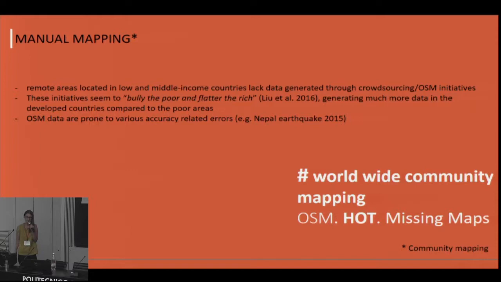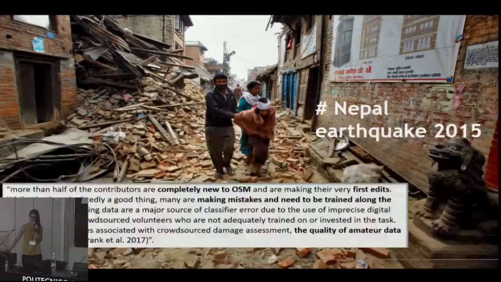The biggest event they talk about is the earthquake in Nepal in 2015. They said that OpenStreetMap contributors are very new to OpenStreetMap. They do their first edits. They are making mistakes because they don't have a geographical background. And quality is a major concern. So reading this, what do you believe? OSM is not good. So in the beginning, I started to believe them.